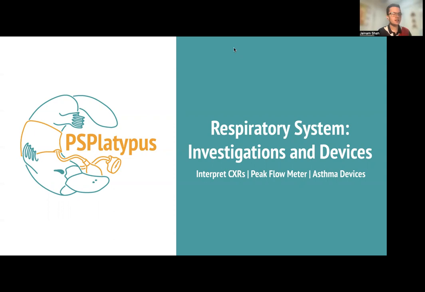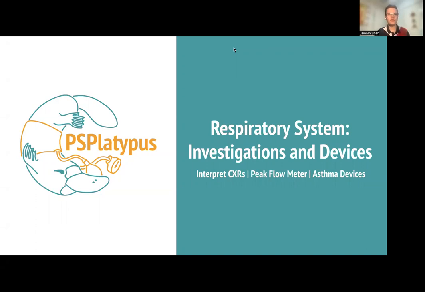Respiratory system. Today, we're going to be having a look at some of the major investigations and devices that are used in this space. The main thing is just to put this into context. Remember that when we do a history and examination, those are the key places where we make about 80 to 90% of our diagnosis of any pathology, whether it's respiratory system or any other system. These investigations are mainly just to confirm what we think is already happening with the patient.